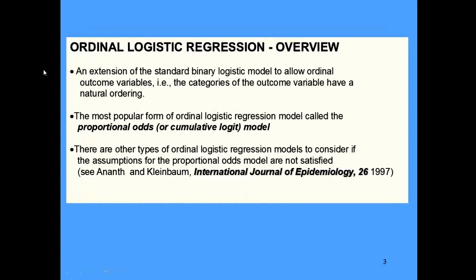Now, ordinal logistic regression is an extension of the standard binary logistic model to allow ordinal outcome variables. The categories of the outcome variable have a natural ordering. Now, those 3 categories we had in the polytomous, hypertension, diabetes, other, didn't have a natural ordering. You couldn't necessarily say one was worse than the other, or higher, or more severe, or whatever.